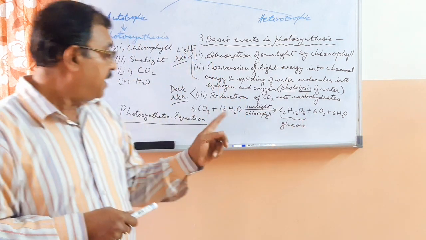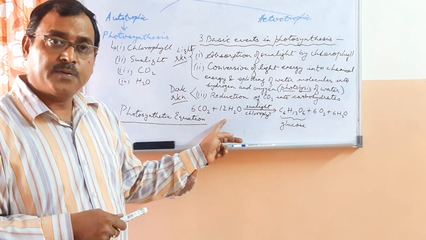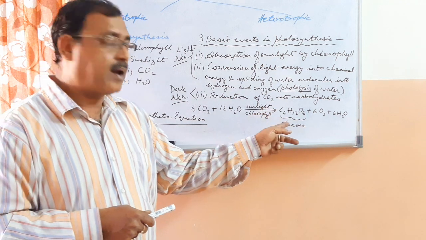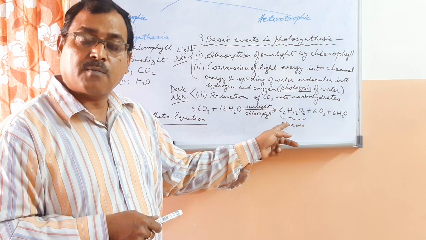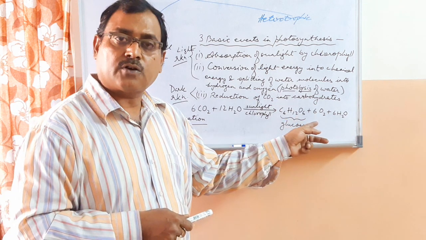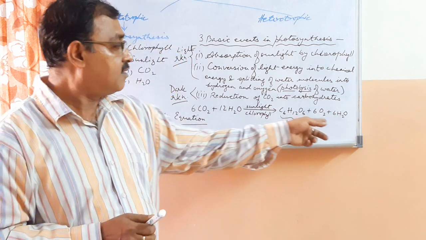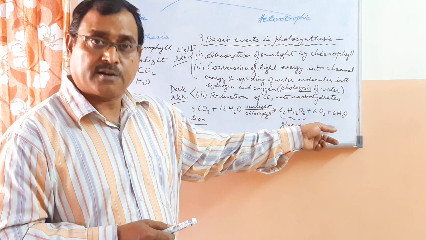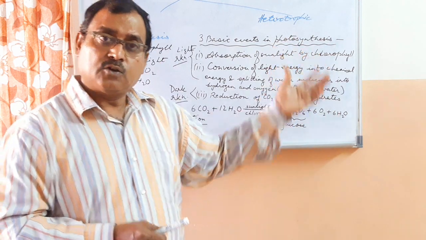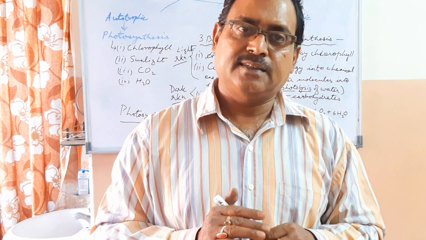So remember again, 6 molecules of carbon dioxide combine with 12 molecules of water, which in the presence of sunlight and chlorophyll produce 1 molecule of glucose in the form of C6H12O6 plus 6 molecules of oxygen and 6 molecules of water vapor. Now this water, H2O, is in the form of water vapor, not liquid water, clear? Which goes out into the atmosphere. So this is what happens during photosynthesis.